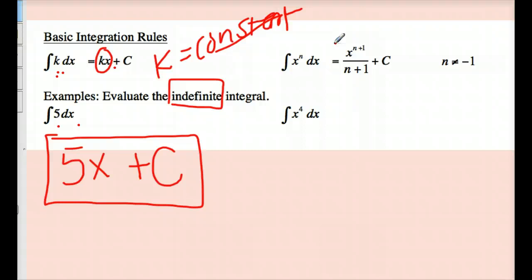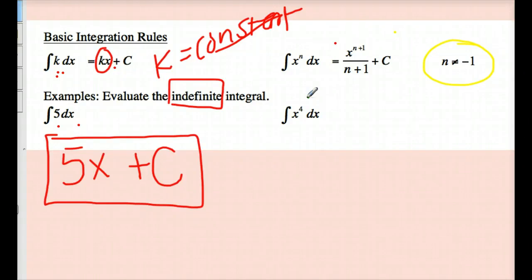If you take a look, this is only true if n is not equal to negative 1. If n is equal to negative 1, then you notice we're going to have an undefined function. So there's actually a different integral that we'll learn later on to solve that. You're only allowed to use this rule here if n is not equal to negative 1. So let's take a look at this problem.